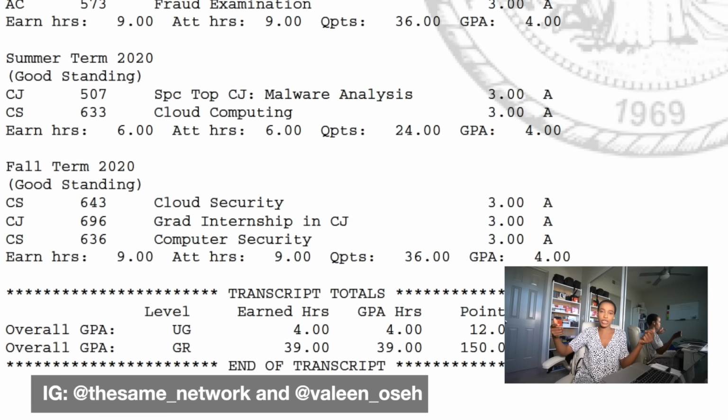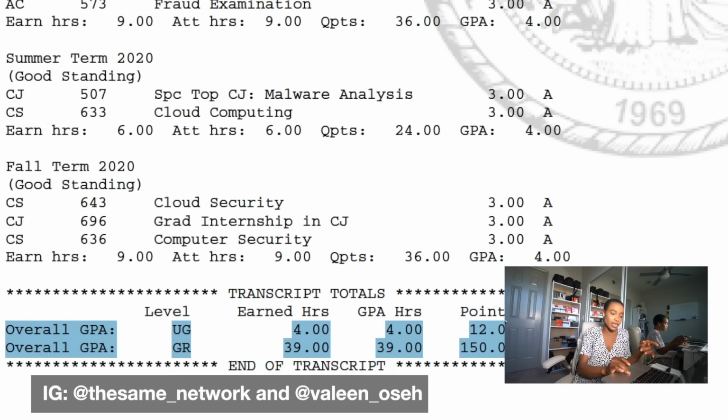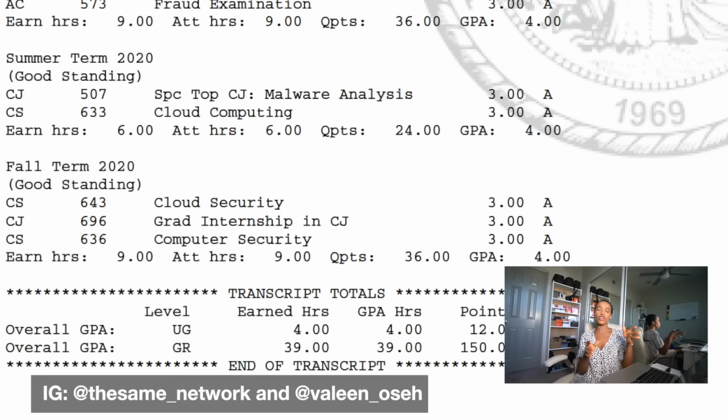overall CGPA. Like you can see here, this is the overall CGPA for my graduate, it's 3.84, and this is the overall CGPA for my undergrad, which is 3.0. So if they had added it, I would have gotten like 3.90. So yes, guys, this is the end of this video.